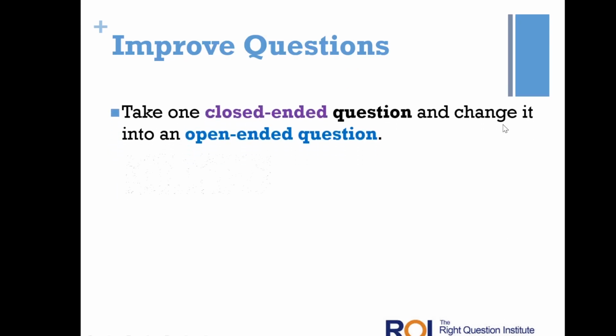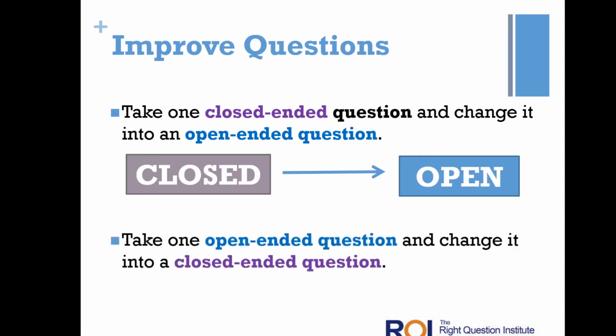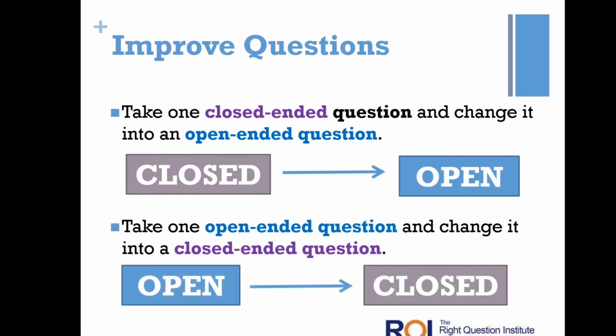Now we move into the improving questions, and this is so vital. This is where we start the deeper thinking. This is the first step in moving them into high-level thinking. We want them to choose one of their closed-ended questions and change it to an open-ended. And then we want them to do the opposite. We want them to take an open-ended question and change it into a closed-ended question.